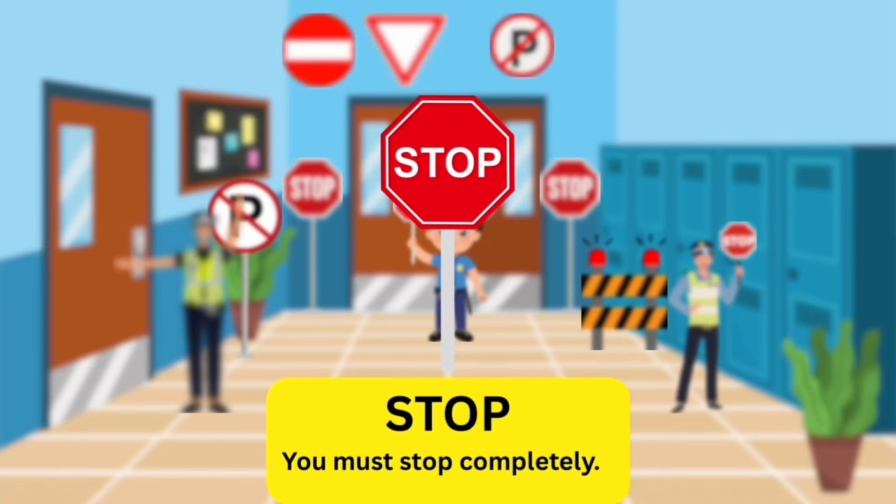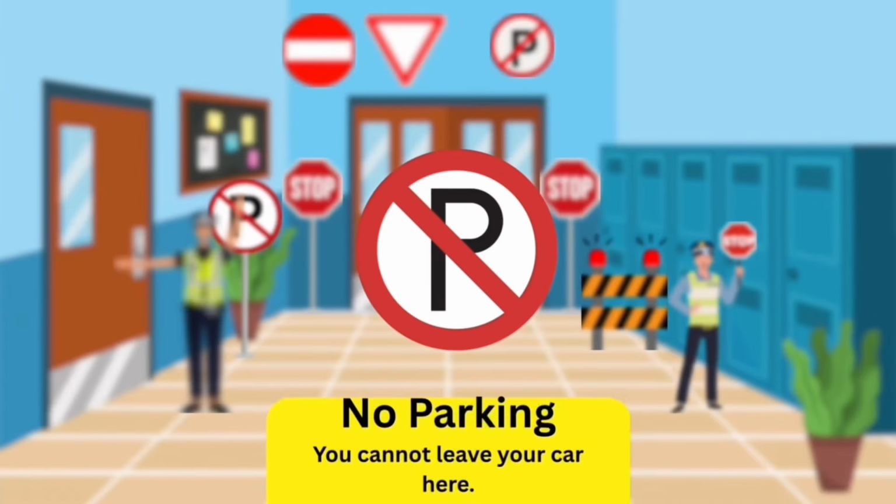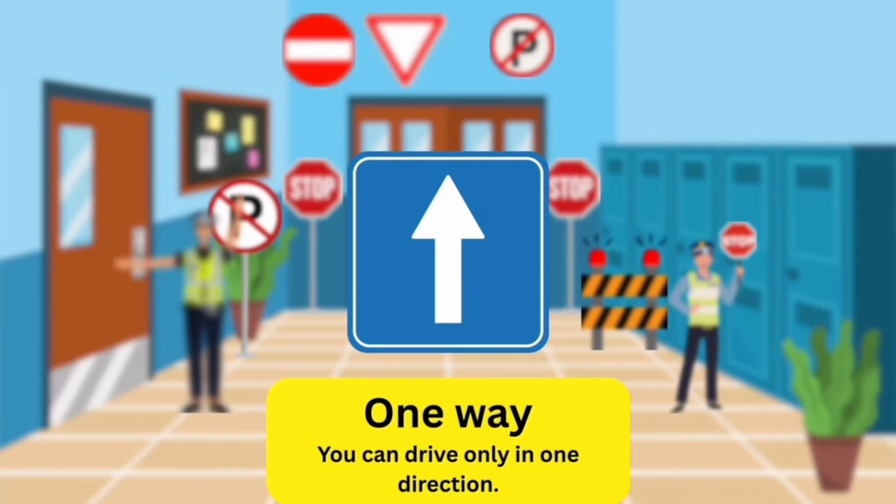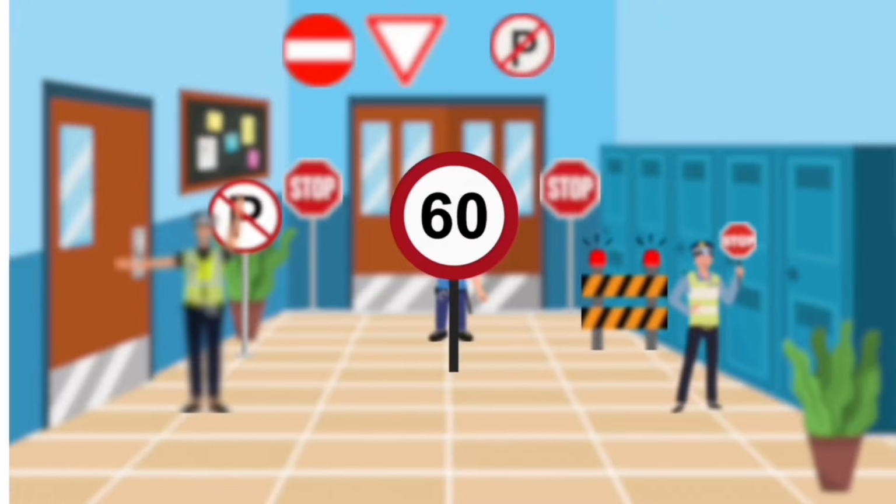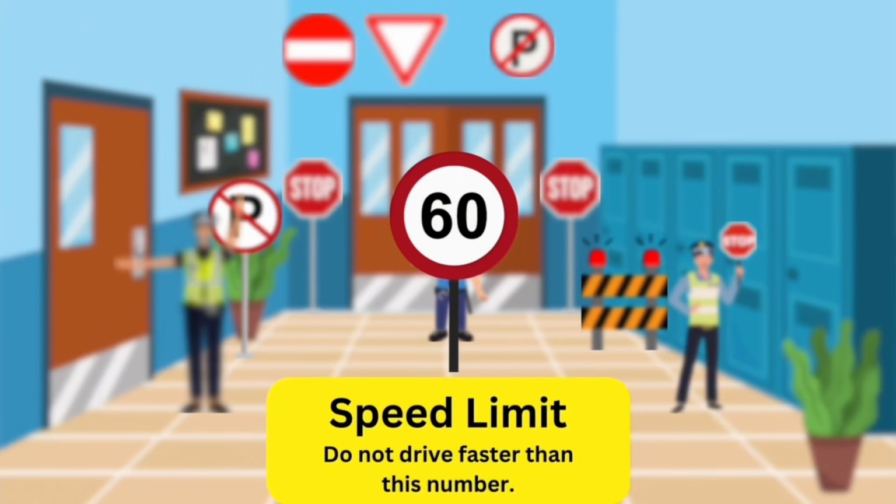Stop. It means you must stop completely. No parking. It means you cannot leave your car here. One way. It means you can drive only in one direction. Speed limit. It means do not drive faster than this number.